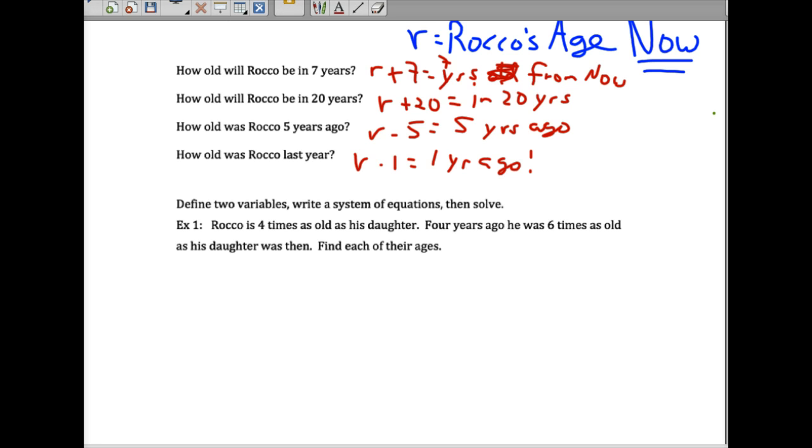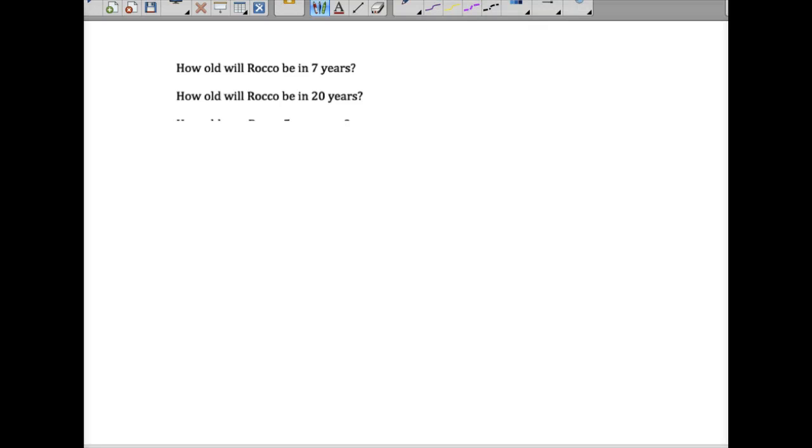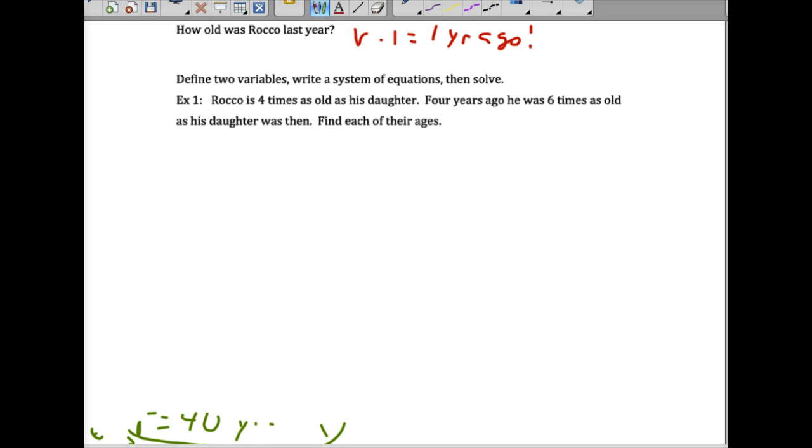All right, here we go. Define 2 variables. Write a system of equations, and then use either elimination or substitution to solve. Rocco is 4 times as old as his daughter. Did you guys know Rocco had a daughter? He does. How old is she? We don't know.